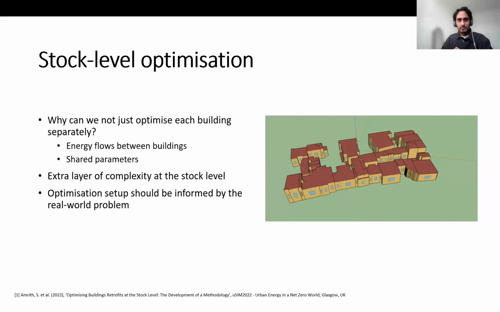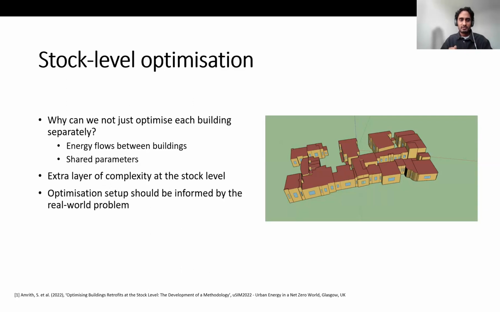So you may be wondering what actually is the difference between individual building optimization and stock level. Why can't we just optimize each building separately? There are at least two reasons why we can't do this. One of them is the energy flows between the buildings. So if we want to account for these, we can't split these up and we must simulate these together. Therefore, we must optimize these together. But another reason might be that we might want to consider shared parameters. Now I'll explain what this means in the next few slides.